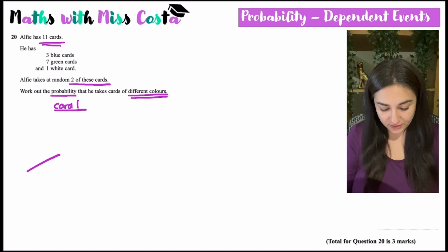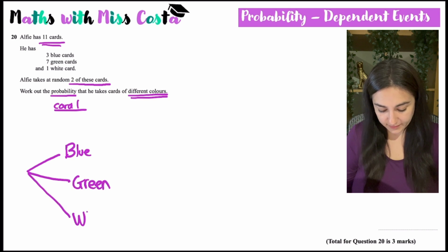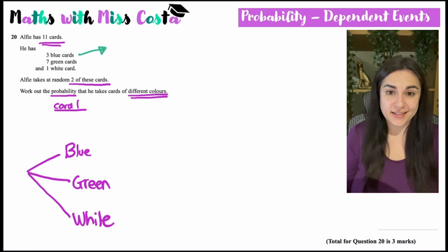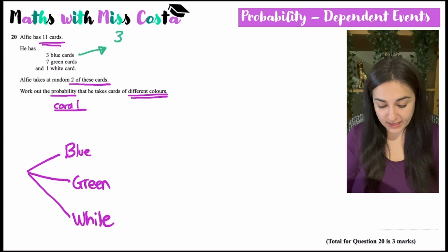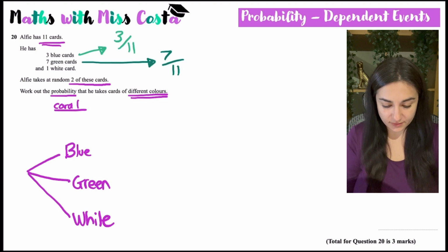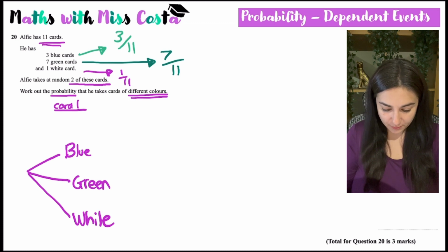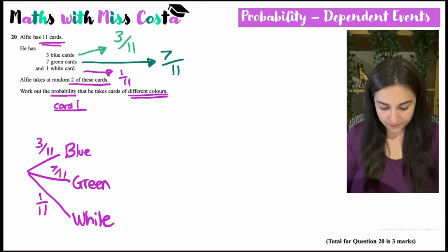Okay, so card 1 could be blue, it could be green, or it could be white. So let's just work out what the probabilities of that would be. Probability is always, so for blue it would be 3 out of the total is 11. For green it would be 7 over 11, and for white it would be 1 over 11. Okay, so let's fill that in for my probability tree. 3 over 11, 7 over 11, and 1 over 11.